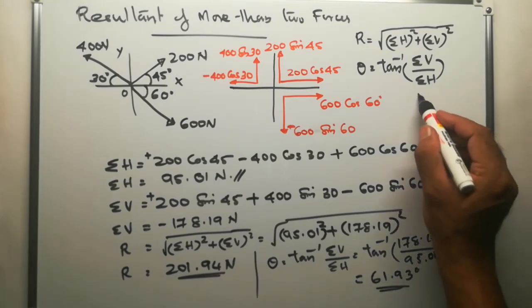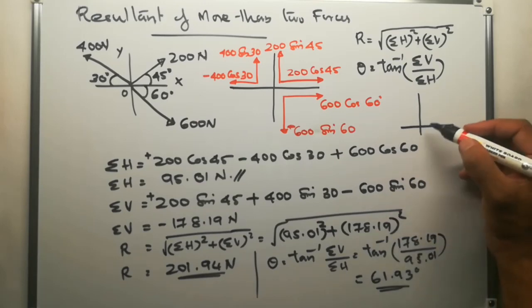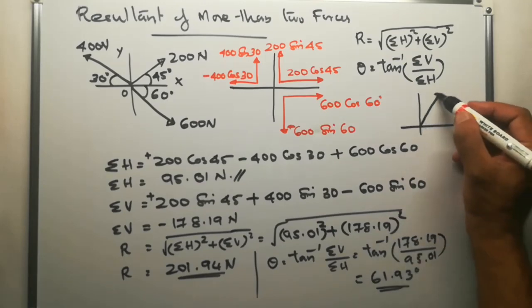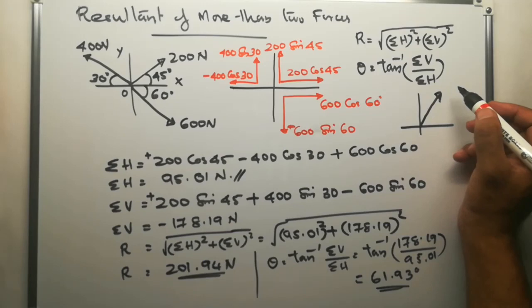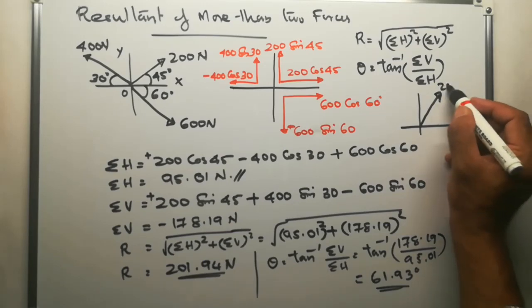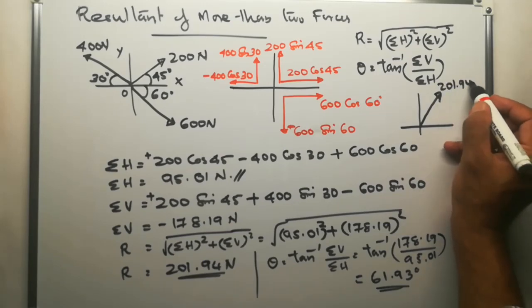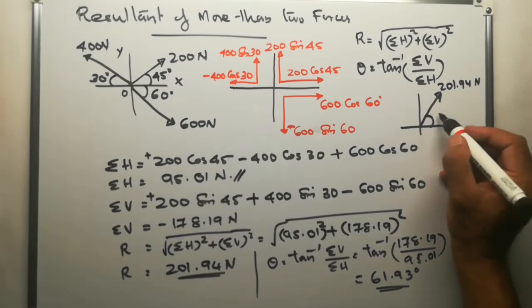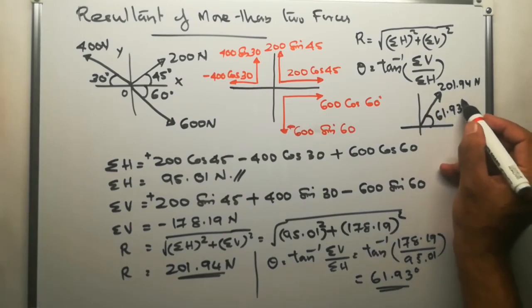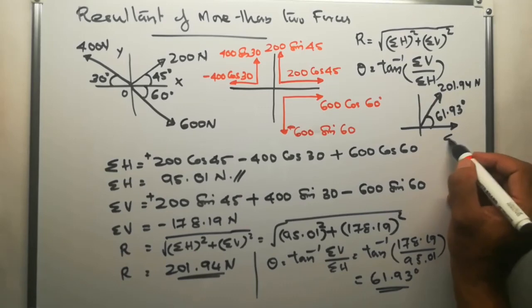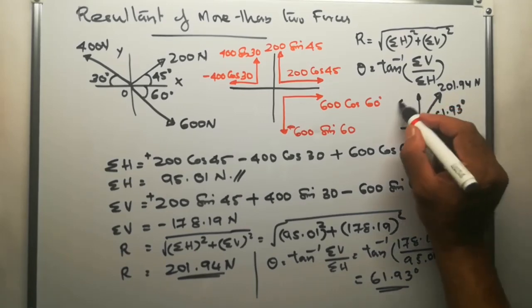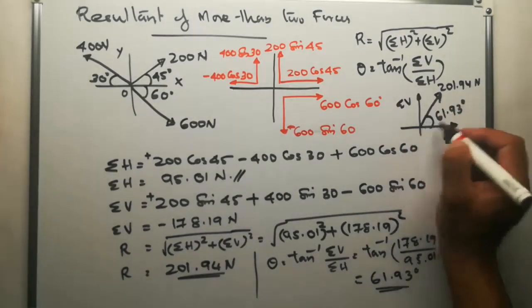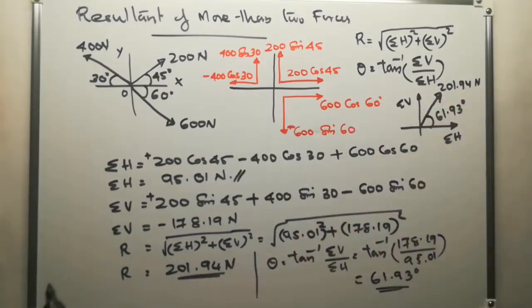So if you draw it as a vector diagram, it will be like this. This is R, whose magnitude is 201.94 Newton at an angle of 61.93 degrees. This is sigma H and this is sigma V, which are the components of this resultant.